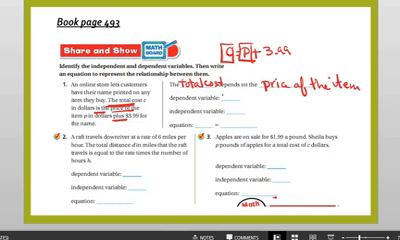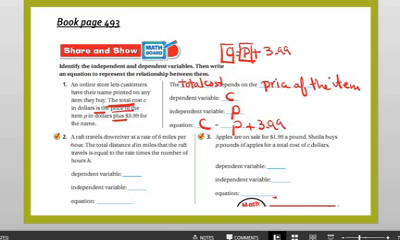The dependent variable is what? C. The independent variable is what? P. So C is controlled by the price of the item I'm buying. The equation, we already wrote it. C equals P plus 3.99.